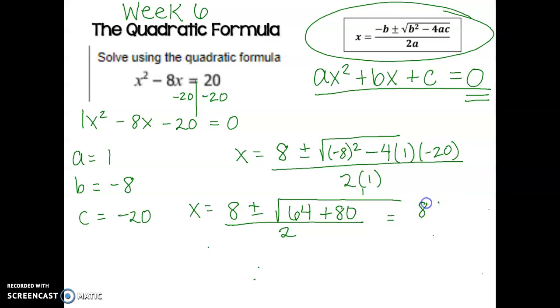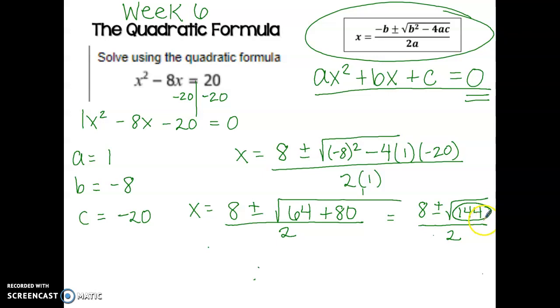Keep going this way. So we have 8 plus or minus. Let's finish simplifying under the square root. So 64 plus 80, that's going to be 144. And then all divided by 2. Now I'm going to pause real quickly. We're going to come back and talk about this number in just a few minutes. I want you just to think about that and remember that because we're going to come back to it.